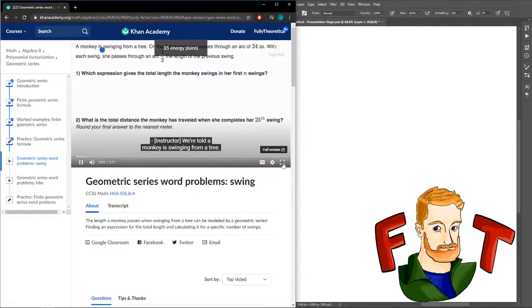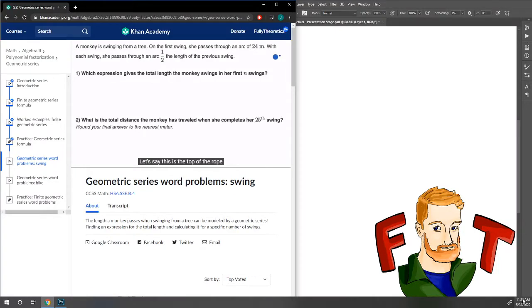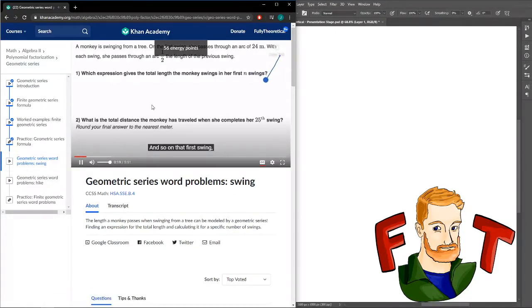We're told a monkey is swinging from a tree. On the first swing, she passes through an arc of 24 meters. With each swing, she passes through an arc 1/2 the length of the previous swing. So what's going on here, let's say this is the top of the rope or the vine that the monkey is swinging from.